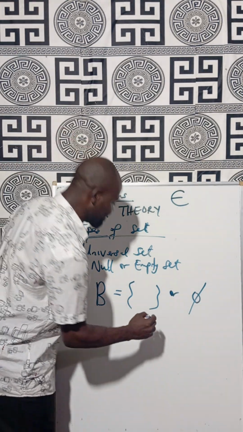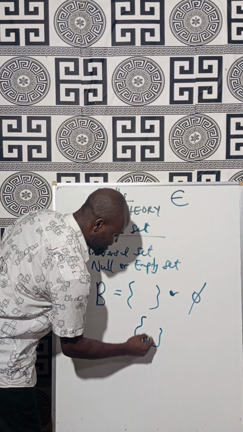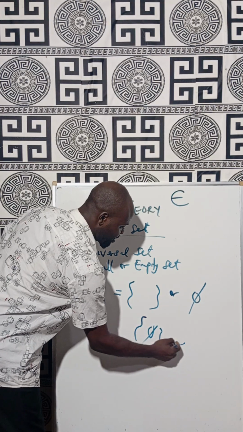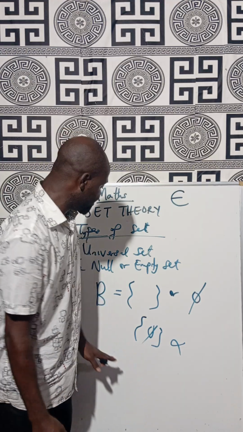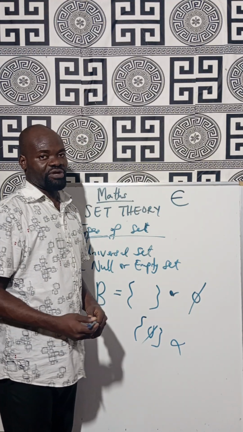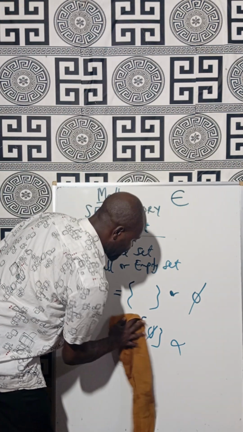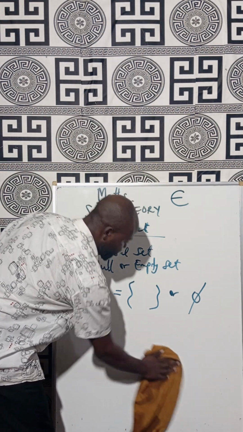But some normally write this. They write both empty and null. This is wrong. You don't express your empty set and null set this way. You can either express it this way or this way. Note it. Understood? Okay, that's an empty set or a null set.